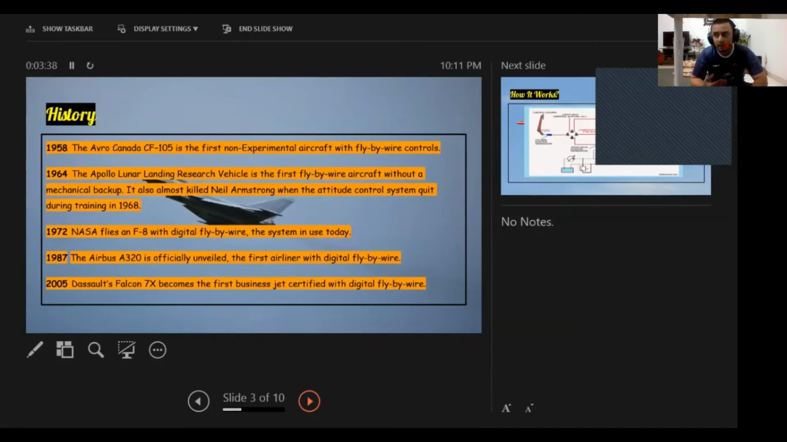The digital fly-by-wire is mainly used in military and aeronautical transport because of its advantage. It's easy and faster. Okay, that's all from me. Thank you.